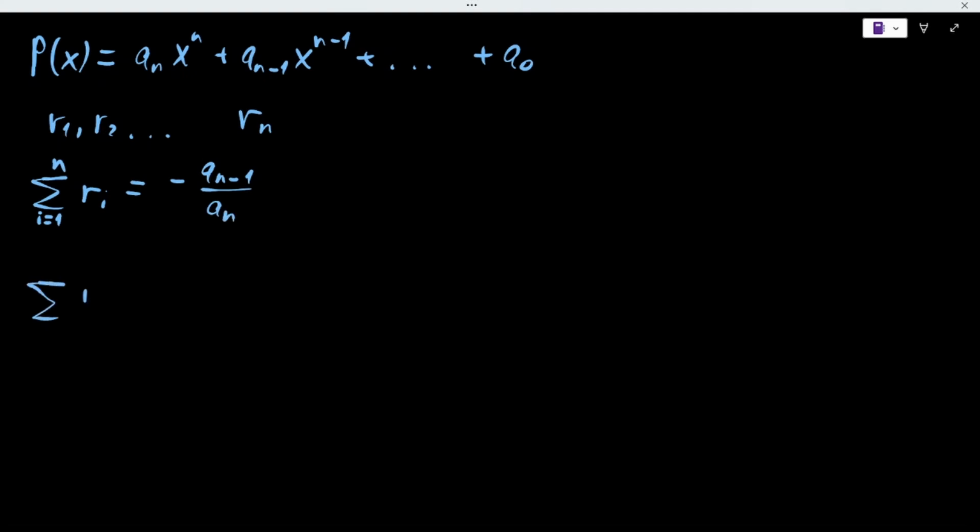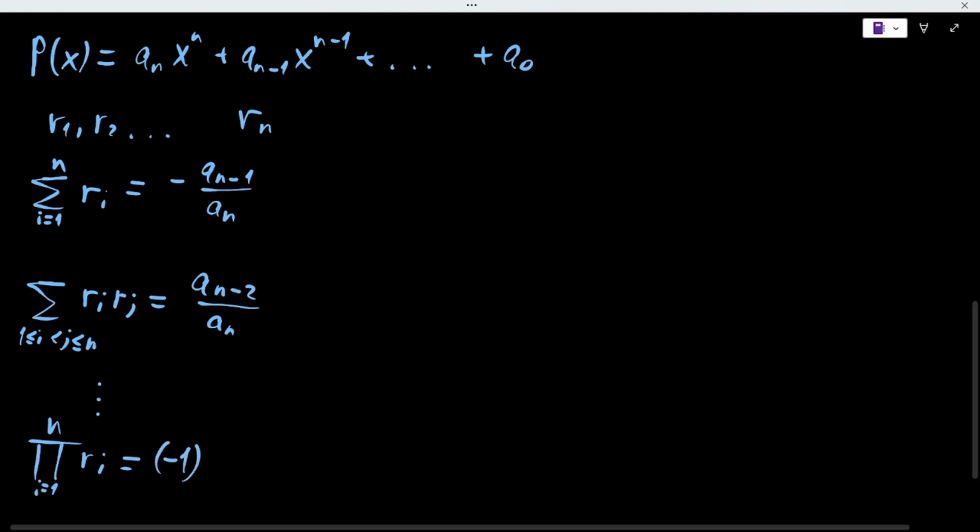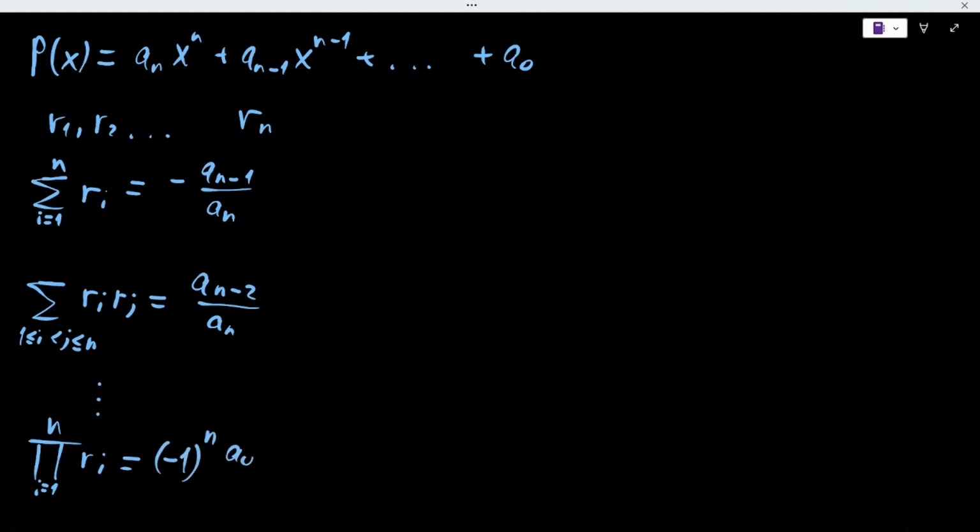The sum of the pairs of roots, ri times rj, where 1 is less than or equal to i, which is less than j, which is less than or equal to n, will be equivalent to an minus 2 divided by an. And keep going like this. Similarly, we can compute the sum of the triples and so on. The last one will be the product of every root, i changes from 1 to n, which will be equivalent to minus 1 to the power of n times a0 divided by an.